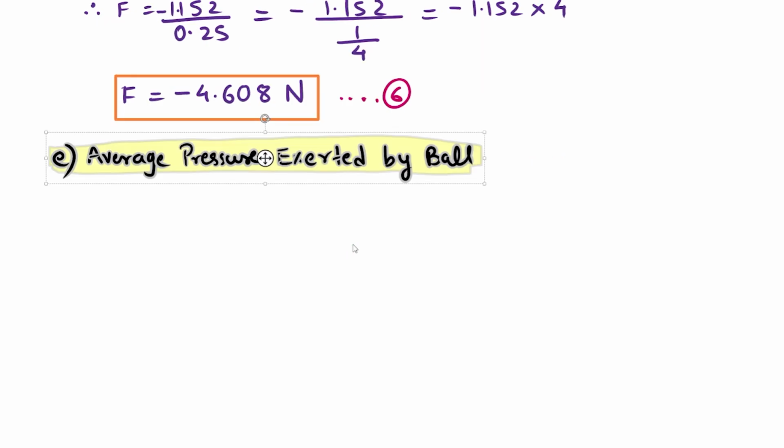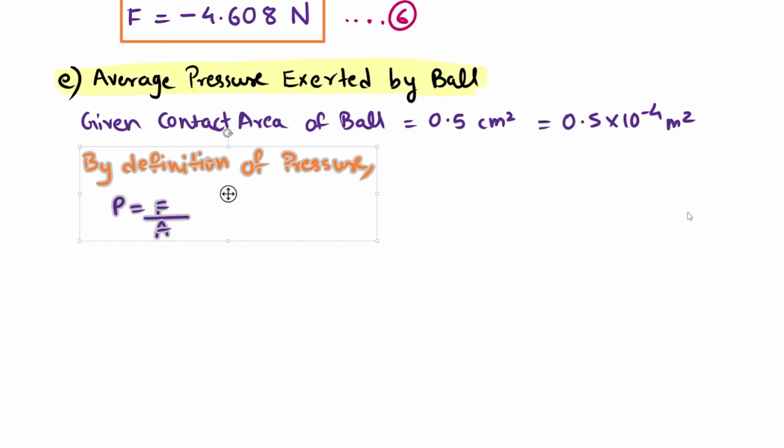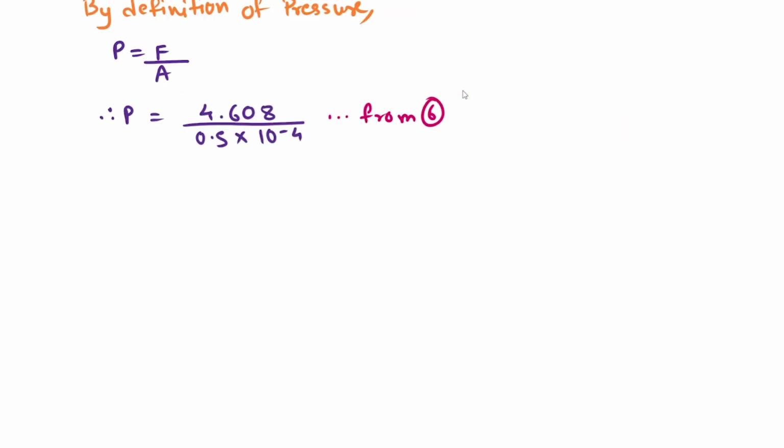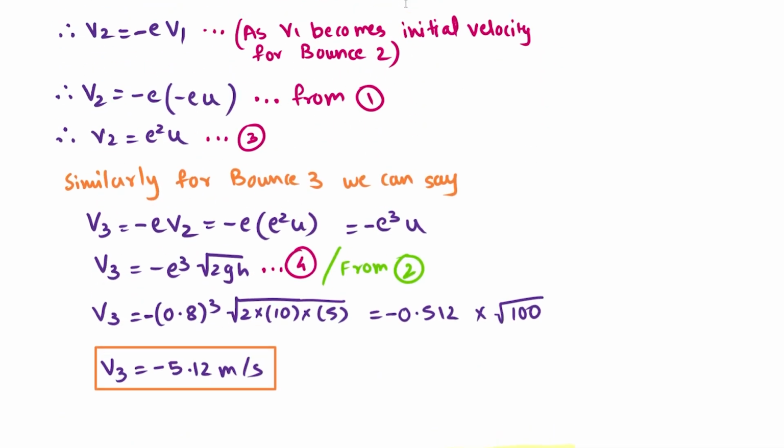Now, after this, we have to calculate one more physical quantity, that is the pressure exerted by the ball. For this, we have been given additional information, the contact area of the ball, which is 0.5 centimeter square, which if we convert into meter square, would be 0.5 into 10 raised to minus 4 meter square. Now the pressure formula as per the definition is pretty simple. Pressure is defined as force by area. We know the value of force as we have just calculated it, and we know the value of area as it is given to us. If we substitute those values, we get our pressure as 9.216 into 10 raised to 4 Newton per meter squared. So with this, we have solved all the sub questions for numerical number 11 from the exercise.